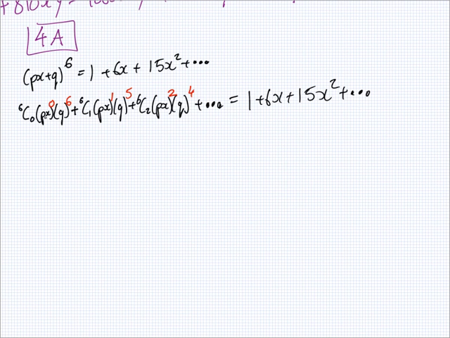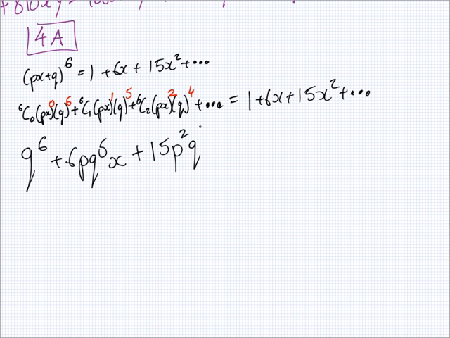6C0 is 1. px power 0, what's that? Nothing, it's 1, so it's gone. So you're left with q^6. 6C1, what's that? 6. p power 1 is just p, q power 5 is just q power 5, and x power 1 is just x. You can put the x at the back, it doesn't matter. I'm just trying to make it look more like the right, because on the right the x's are at the back. Can someone tell me what 6C2 is? It's 15. p what power? Squared. q what power? 4. And x what power? Squared. Dot, dot, dot. That should equal 1 + 6x + 15x squared, dot, dot, dot.